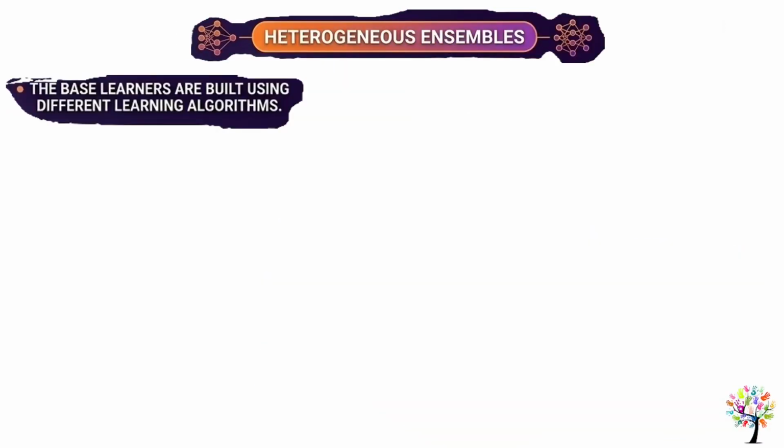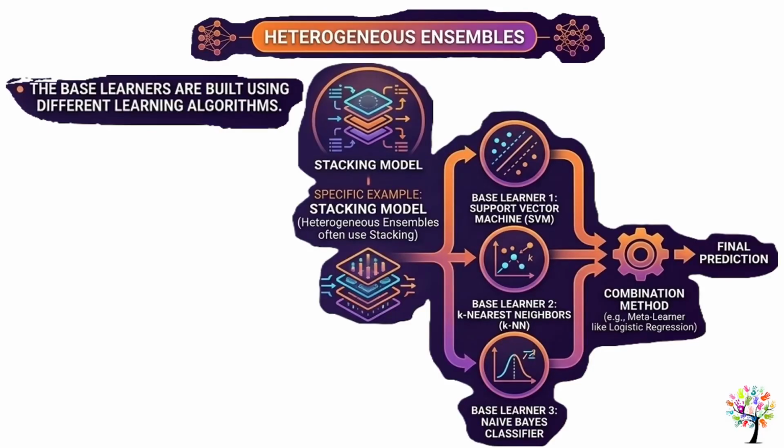Then you get heterogeneous ensembles. The base learners are built using different learning algorithms. A stacking module often uses a heterogeneous ensemble. For example, you could build an ensemble where the individual learners, in other words, the first level learners, are all different types of models. The ensemble might combine predictions from a support vector machine, a k-nearest neighbors model, and a naive Bayes classifier. In this example, you are combining three entirely different learning algorithms into a single predictive system.